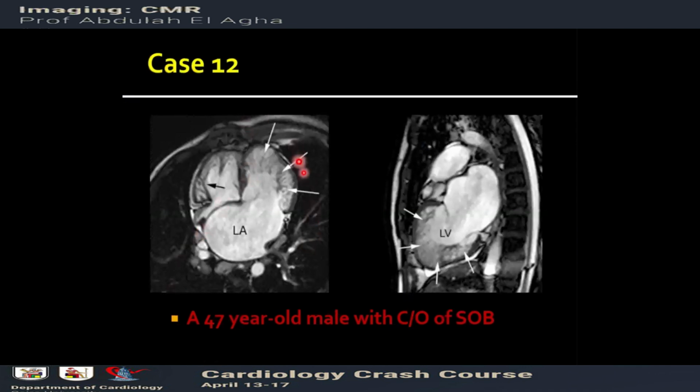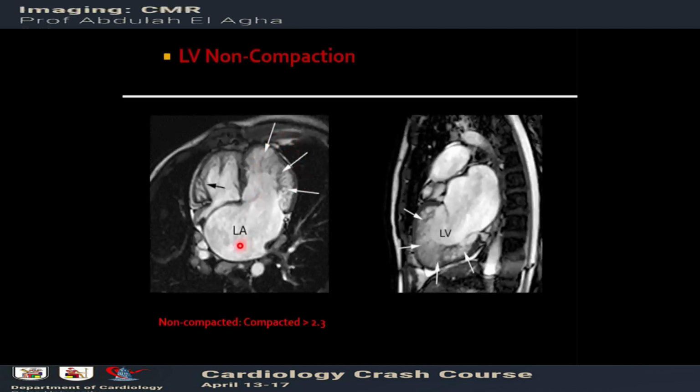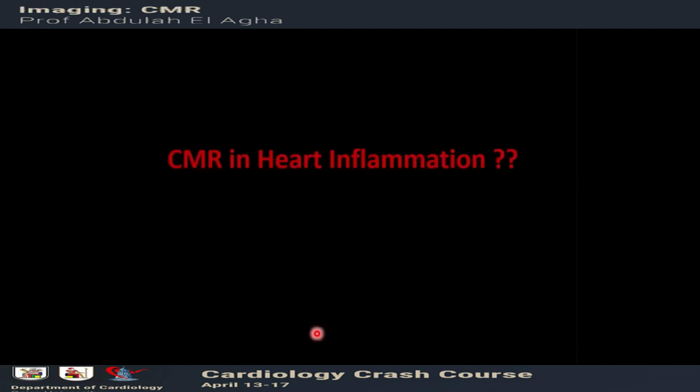This is a case of a dilated ventricle in a patient with shortness of breath. As you see here, it's a very easy diagnosis. It's a non-compaction: spongy myocardium with a ratio of non-compacted to compacted myocardium of more than 2.3.